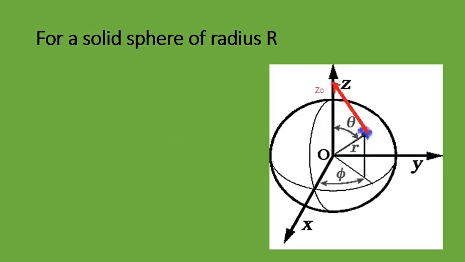So let's start the problem. We have a solid sphere of radius capital R, and we want to calculate the gravitational potential. Let's start with outside the sphere.